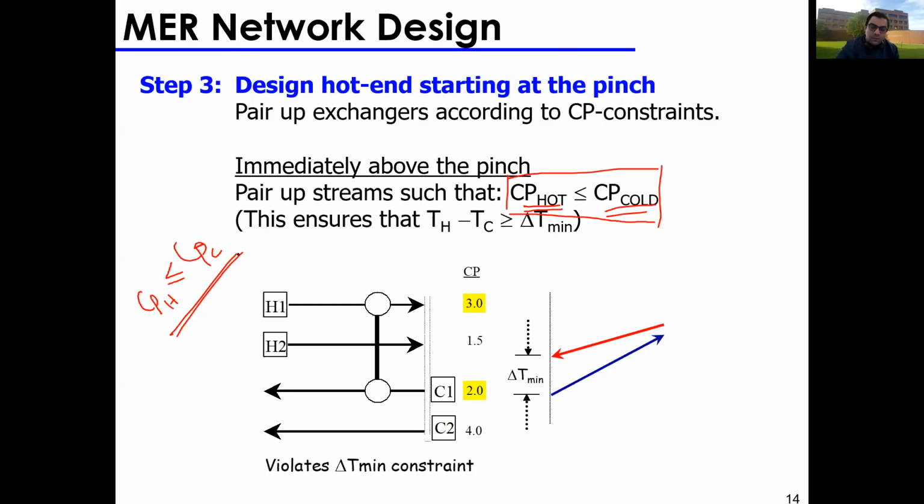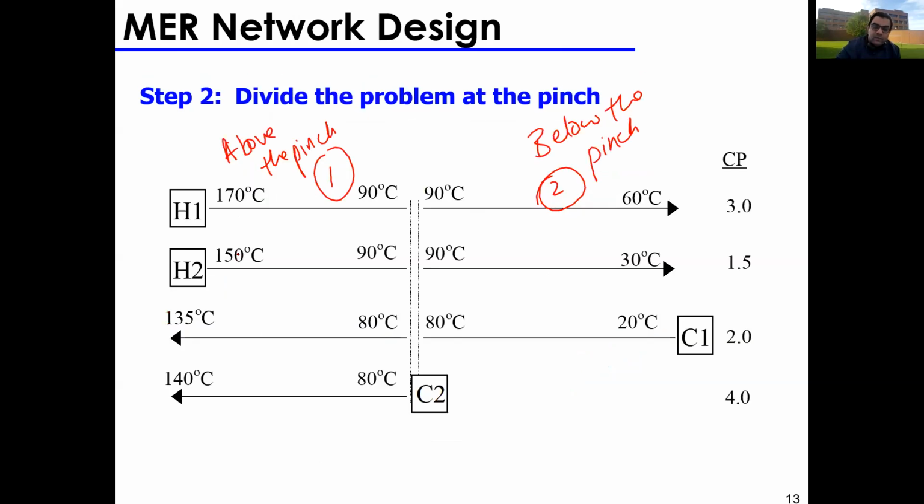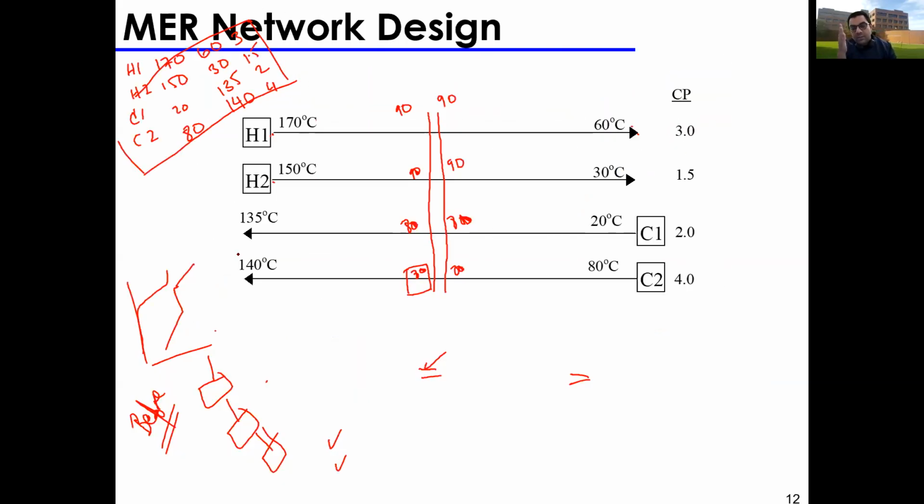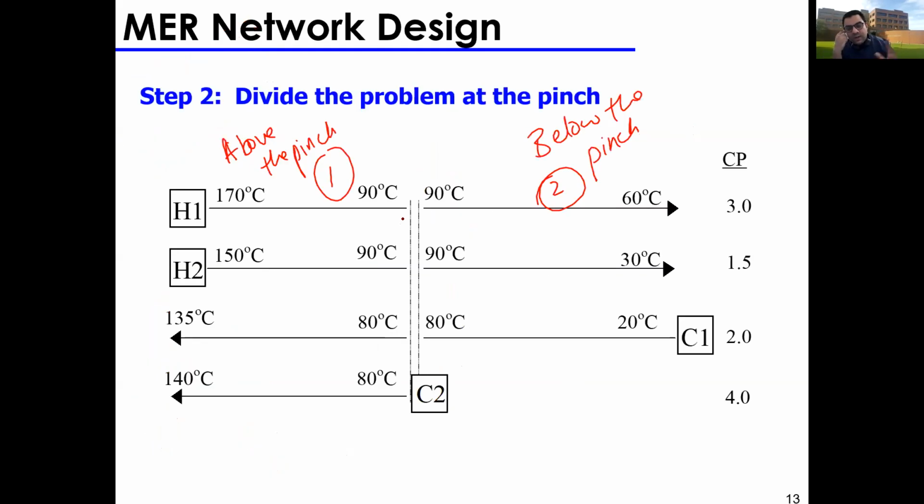Again, let's go back here for a second. I'm given some information about some streams. I drew the horizontal lines representing the streams graphically, or on your graph, or on your worksheet, or on Excel, whichever way you want. Then I draw a line in the middle. This will be my pinch point. For the hot streams, the pinch point is always greater than the pinch point for the cold streams by delta T minimum. I divide my problem into two sides: the left-hand side called above the pinch, and the right-hand side called below the pinch. Then I look at each side separately as its own separate problem.